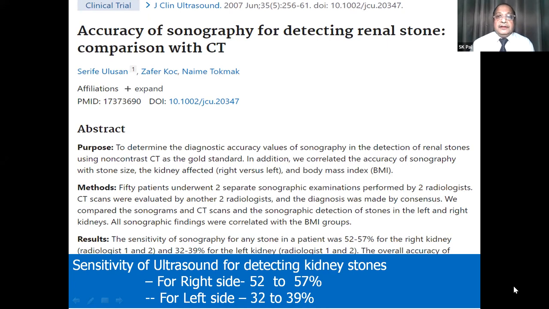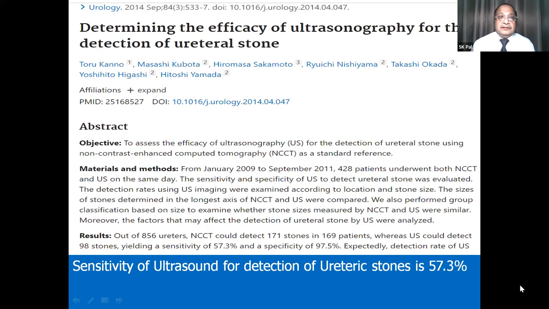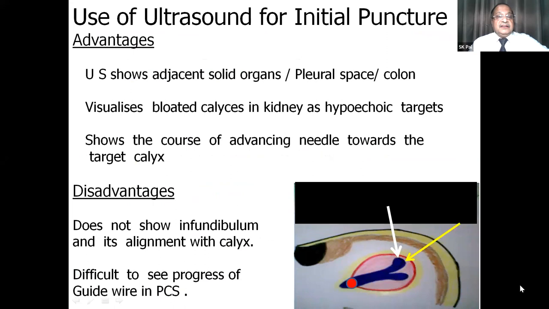There is a dromedary hump, and then there are some difficulties in identifying, and sensitivity goes down. As far as ureteric stones are concerned, ultrasound is very poor in identifying them, with only 57.3% sensitivity. So obviously, when ultrasound is so poor in accurately detecting the stones in the pelvicaliceal system, their number, location and sizes, it is not possible to rely on ultrasonographic pictures when you are planning for the PCNL. But yes, ultrasound is useful when you are planning the initial puncture.